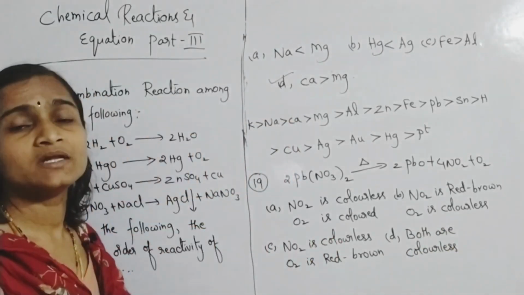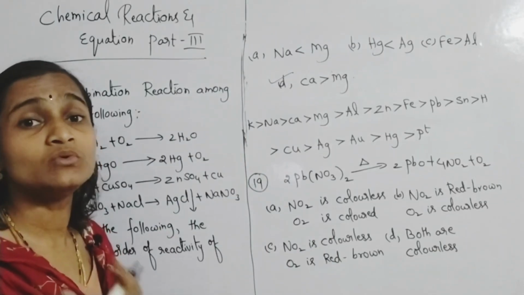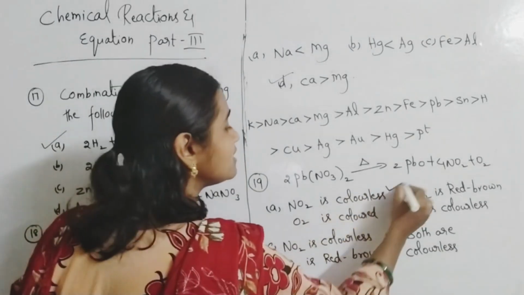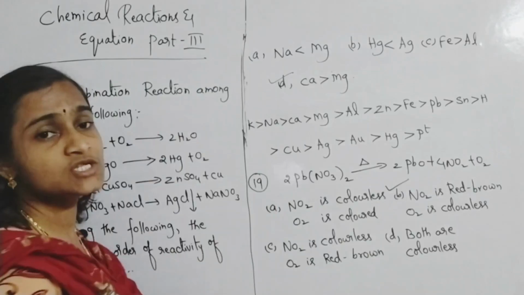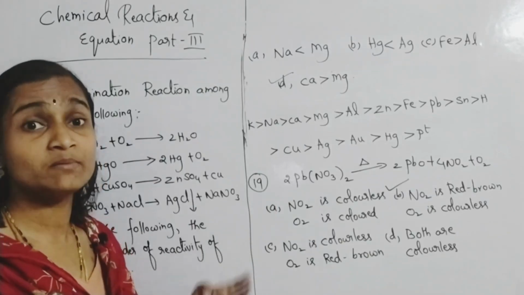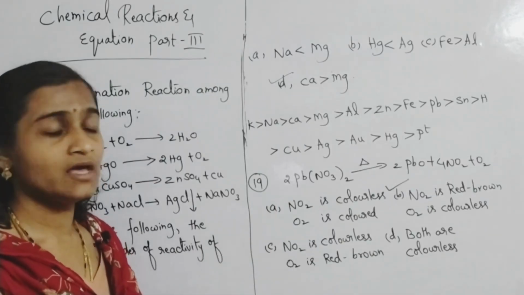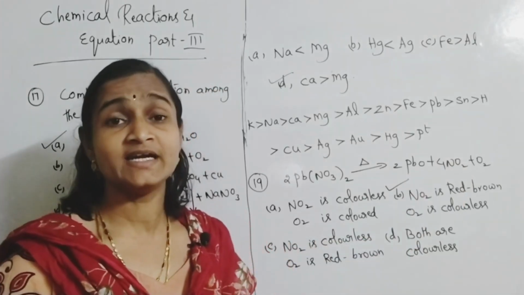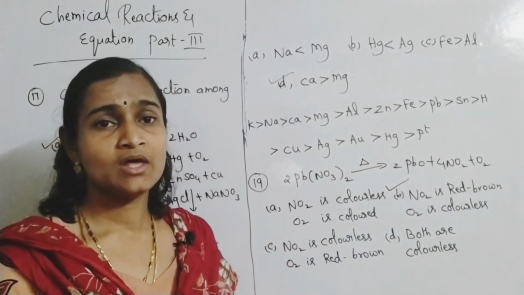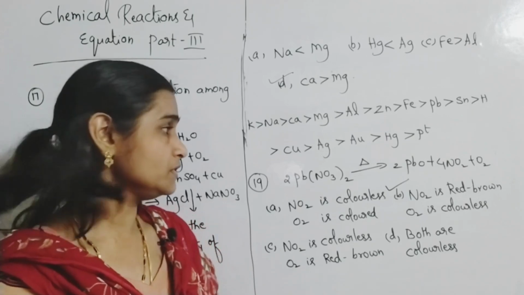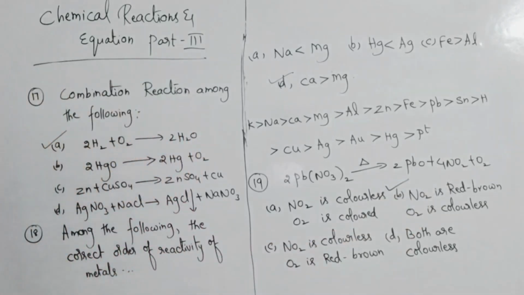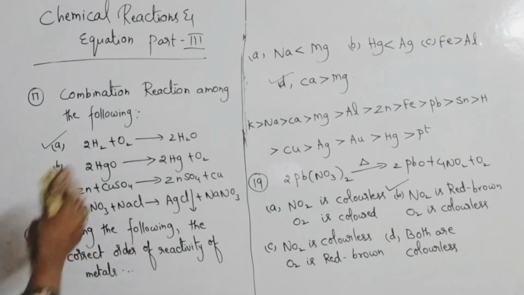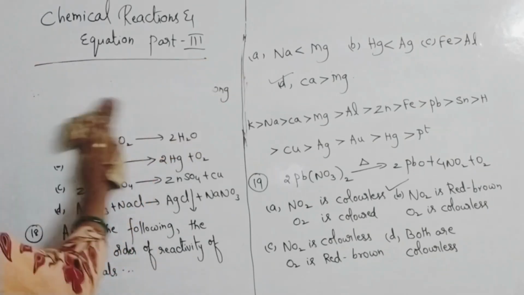Yes, you have to remember that NO2 is a reddish brown colored gas which is released by the thermal decomposition of lead nitrate. Thermal decomposition of lead nitrate gives you nitrogen dioxide, a reddish brown colored gas. So you have to remember that point. It's a very important question which you will come across many times. So that is question number 19.